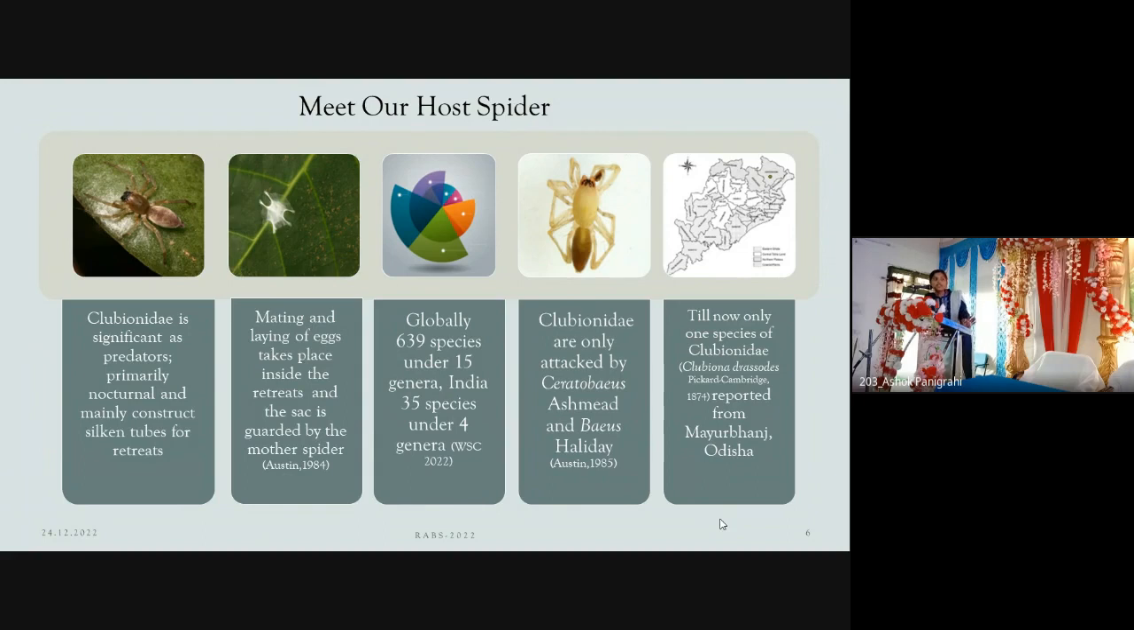Globally, 639 species under 15 genera are present. In India, there are 35 species under 4 genera according to the World Spider Catalog 2022. Since I am taking a group which are exclusively egg parasitoids, all the members lay their eggs inside the spider eggs. Only two genera, Ceratobaeus and Baeus, were reported earlier with clubionid spiders as their hosts. Till now, only one species of clubionid, Clubiona drassodes, was reported from the eastern part of Mayurbhanj, Odisha. So you can see that the spider population as well as the parasitoid population are less explored in Odisha state.